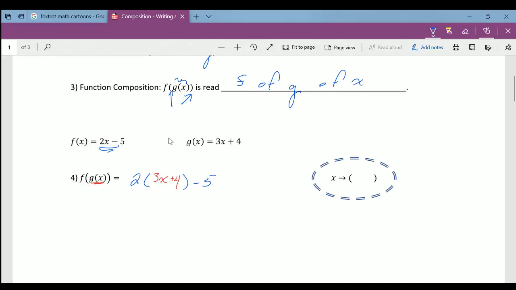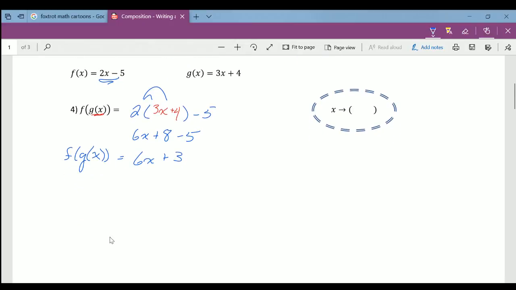Okay. So what we're going to do here is really just straightforward. We're going to simplify, okay? You're going to distribute that 2. So you're going to get 6x plus 8 minus 5. Combine your like terms, 6x plus 3. And there you go. We can say that f of g of x equals 6x plus 3, the end.